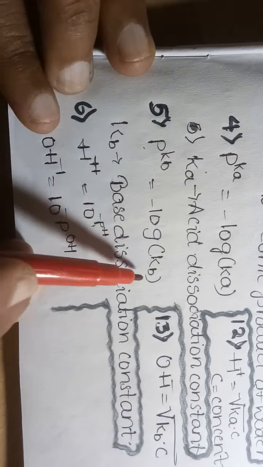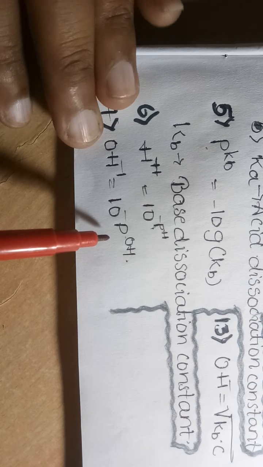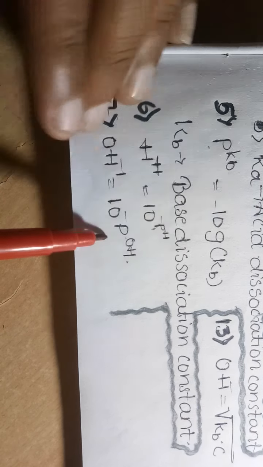So H plus ion concentration is equal to 10 to the power of minus pH. pH is equal to negative logarithm of H plus ion, with base 10. So that's why H plus ion is equal to 10 to the power of minus pH. Similarly, OH minus is equal to 10 to the power of minus pOH.